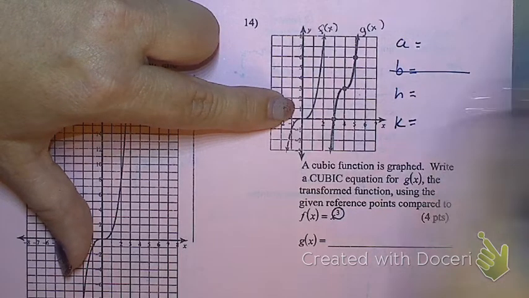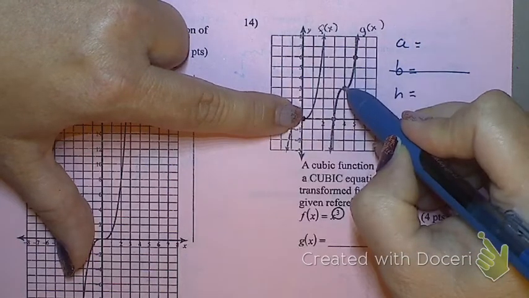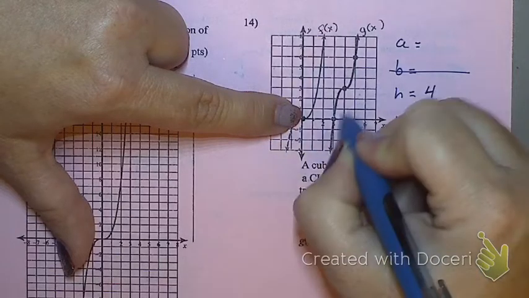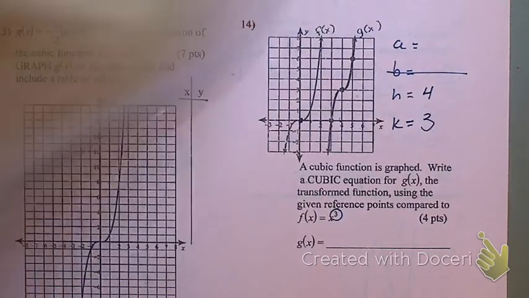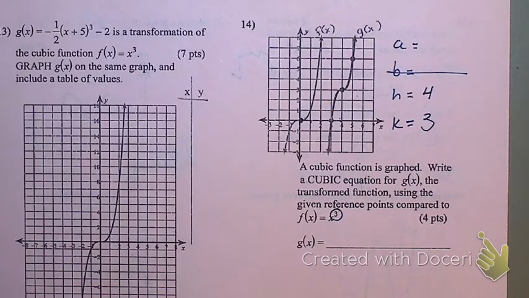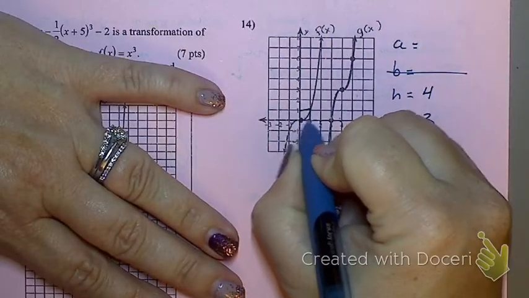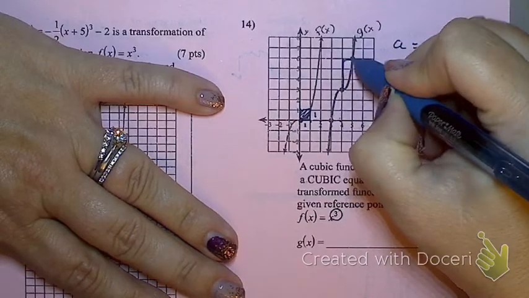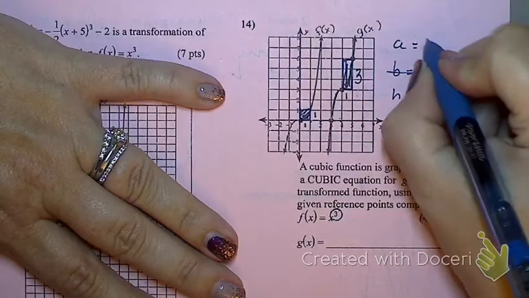If I want to see H and K, those are easy. Just take your original point of inflection, and where did it move to? It moved 1, 2, 3, 4 units right, and 3 units up. So both of those are positive values. So far, so good? How do I find A? The box thing. The box for the parent function, remember, is always 1 by 1. What's the box for this one? It's 3 tall. So what's my A value?